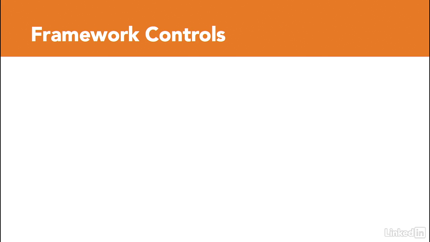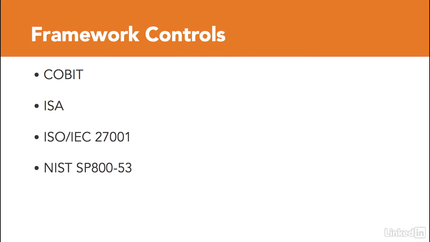The NIST Cybersecurity Framework doesn't introduce its own set of controls. It provides a higher-level framework which can be used to develop a contemporary cybersecurity profile for an organization, but it relies on existing control frameworks for its implementation. These include COBIT, ISA, otherwise known as IEC 62443, ISO 27001, and NIST SP 800-53.